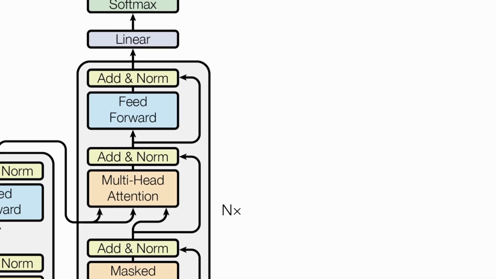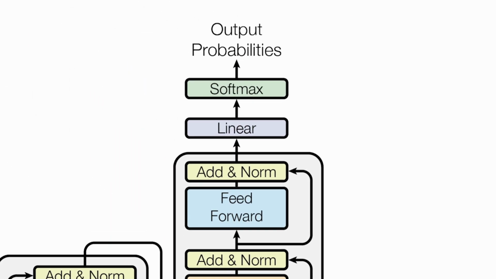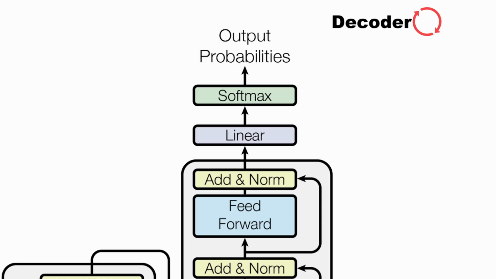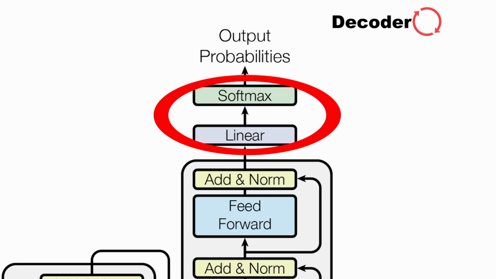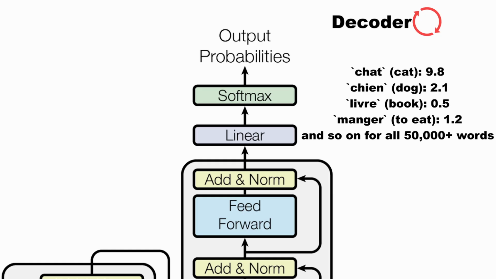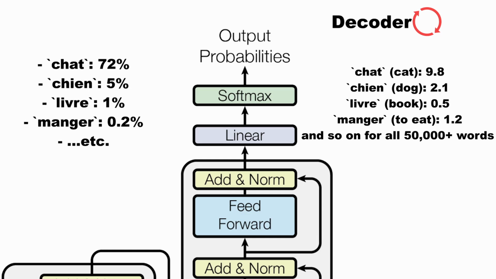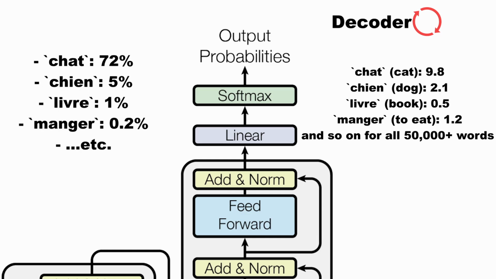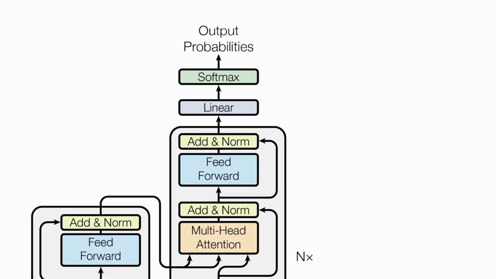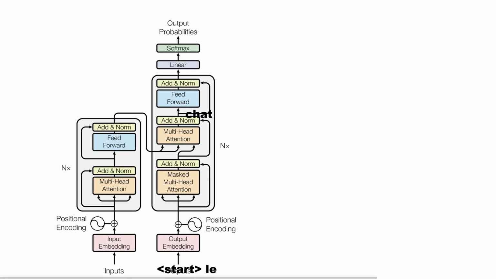After the full stack of decoder layers has processed the information, the final vector is passed to two last layers. First, a linear layer acts like a giant dictionary, producing a raw score for every possible word in the vocabulary. Next, a softmax layer converts these scores into probabilities, and the word with the highest probability is chosen as the final output for that step. This newly generated word is then added to the sequence of outputs that are fed back into the decoder for the next word generation step.